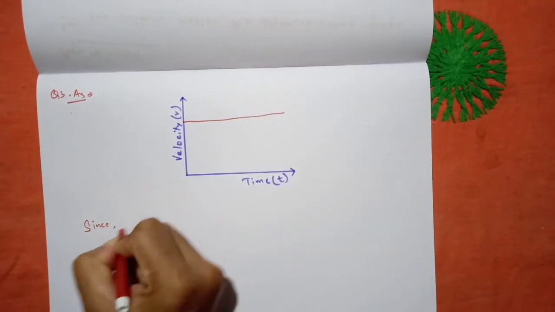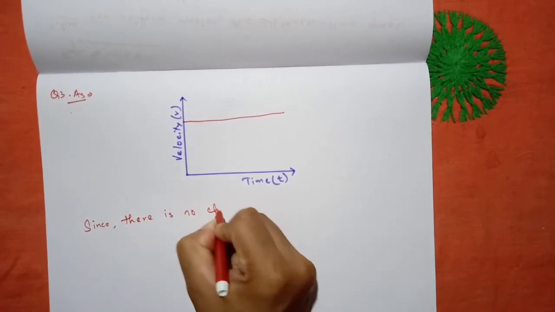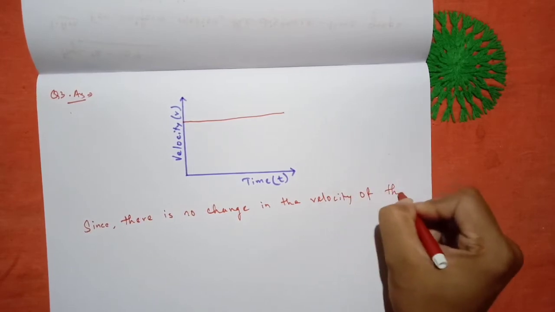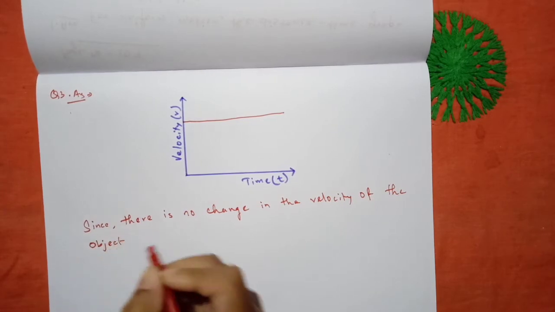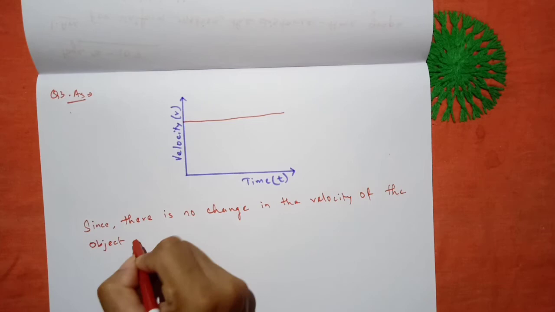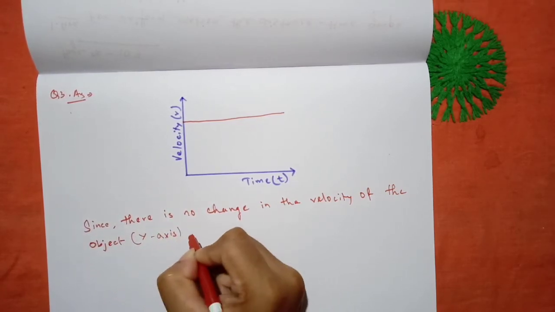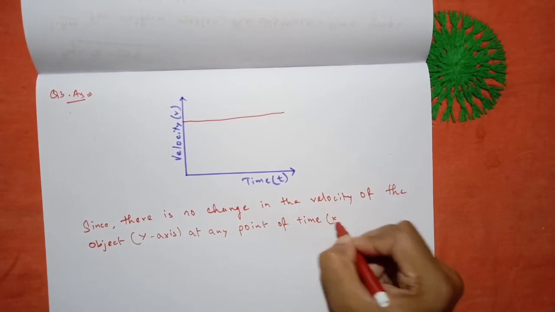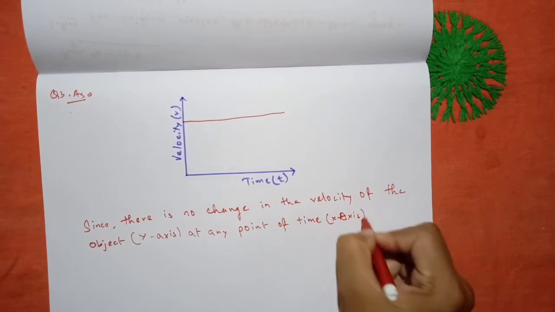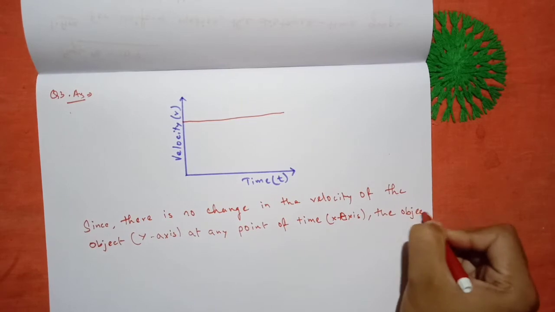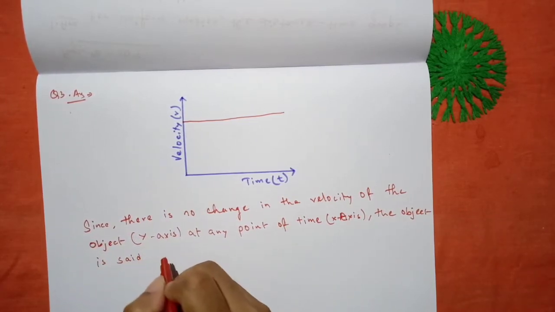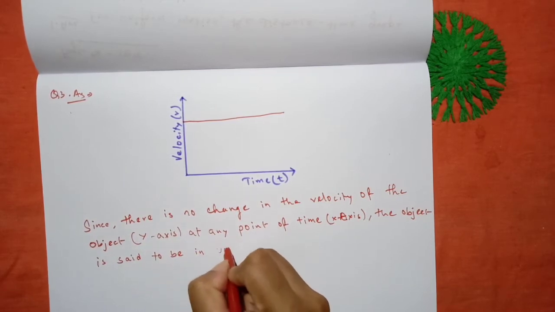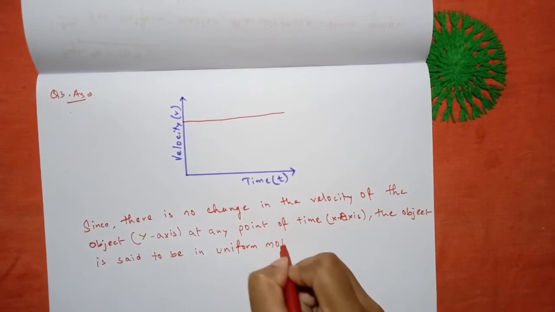So the answer will be, since there is no change in the velocity of the object, that is on the y-axis, at any point of time in the x-axis, the object is said to be in uniform motion. Okay, got it?